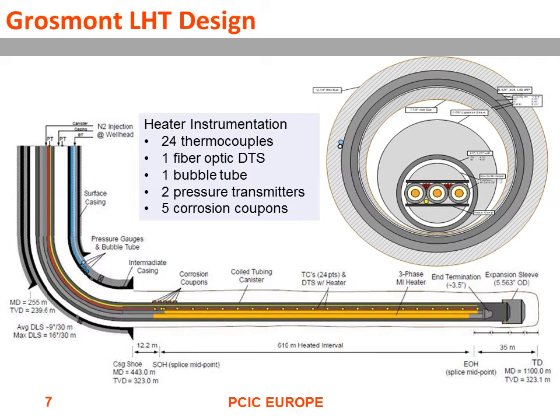Here's a picture of the well and the heated section in the horizontal. You can see it's 610 meters long, and there's a 35 meter heated expansion section at the end of the well. There's a termination. We've got a 3-phase heater in there. We've got instrumentation, and we've got about 250 meters of overburden that we have to go through.